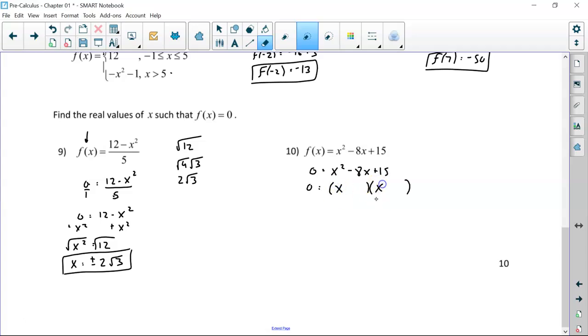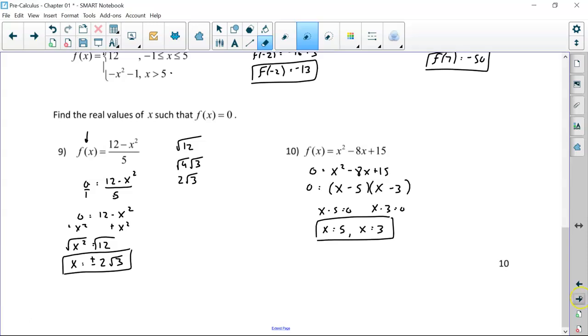X and x. So to multiply to 15 and add to negative 8, we need a negative 5 and a negative 3. Now we set each factor equal to 0. X minus 5 equals 0. X minus 3 equals 0. So x equals 5. X equals 3. And there are our two solutions. Those are the values for x that make that function equal to 0.